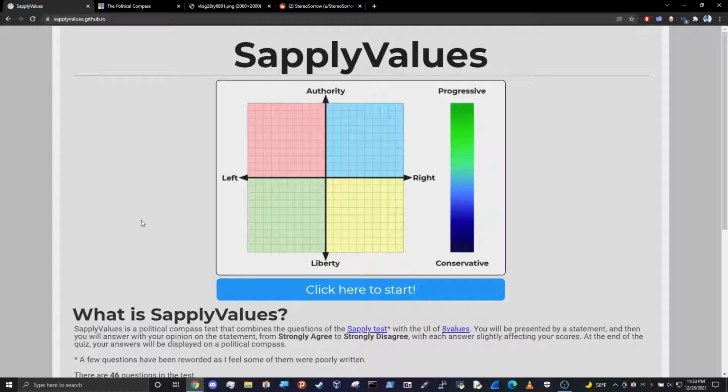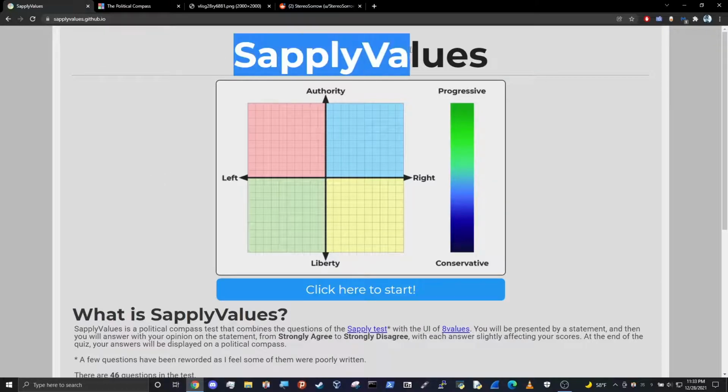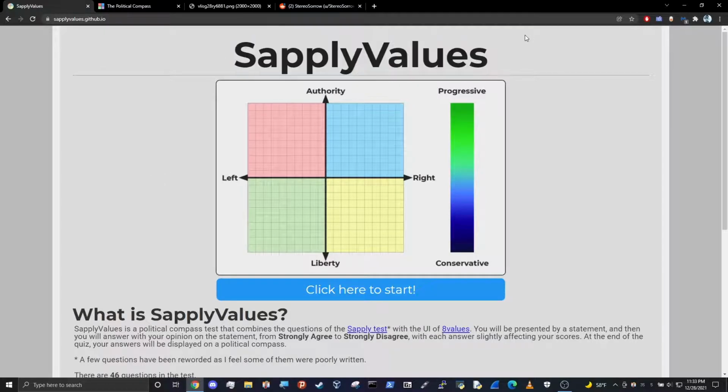In this episode today, I will be taking a political compass test. Not the political compass test, but a political compass test. This is the one I will be taking, the Sapply Values political compass test. I will leave the link in the description down below if you would like to take it as well, but basically I will explain a little bit about the political compass test before I start.